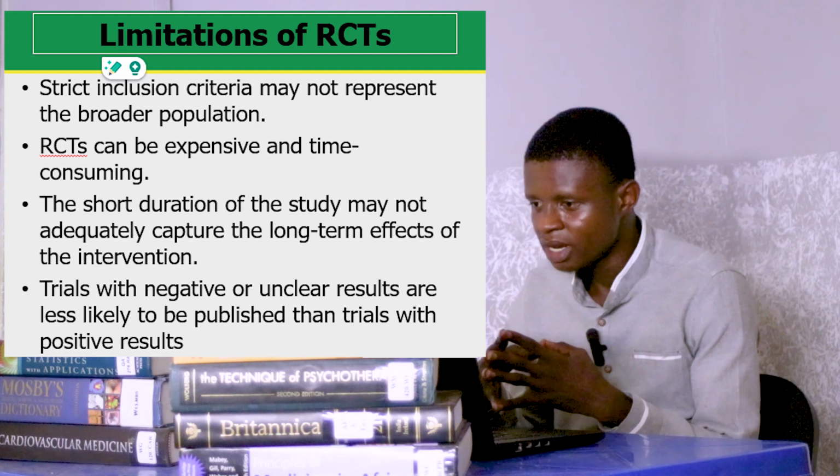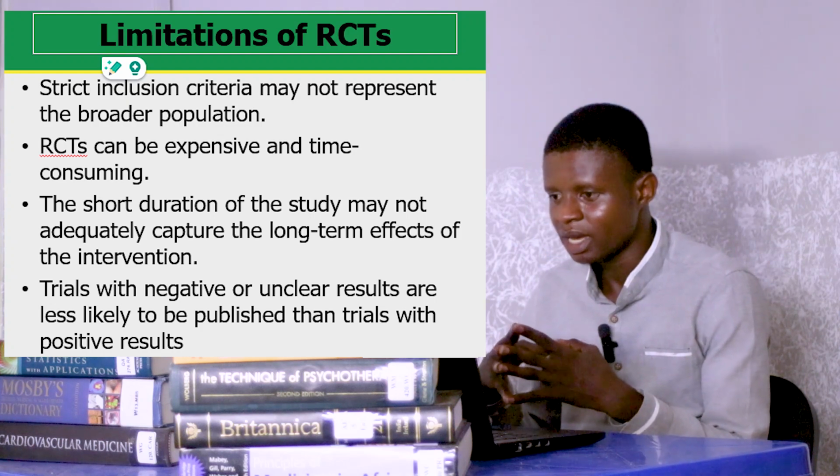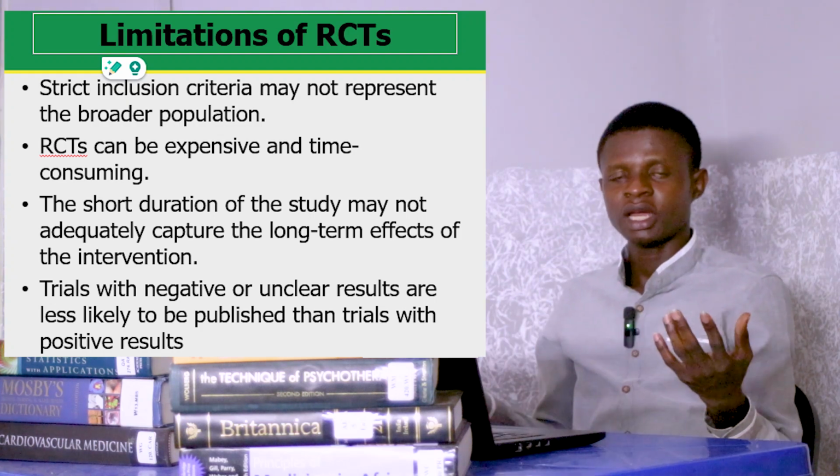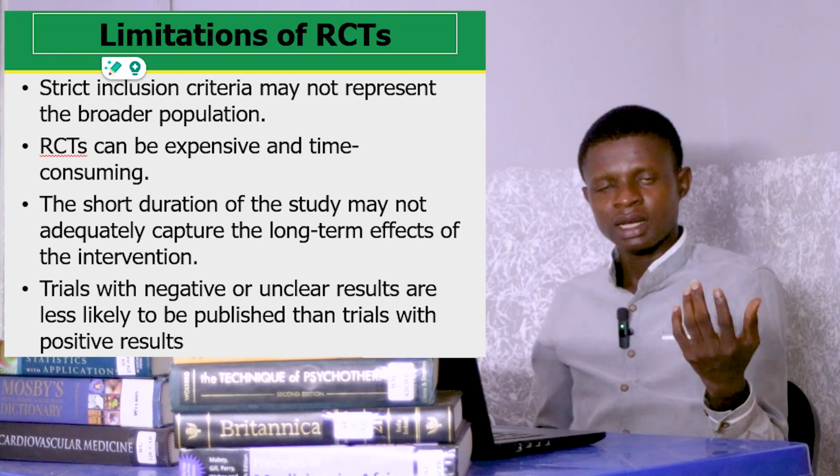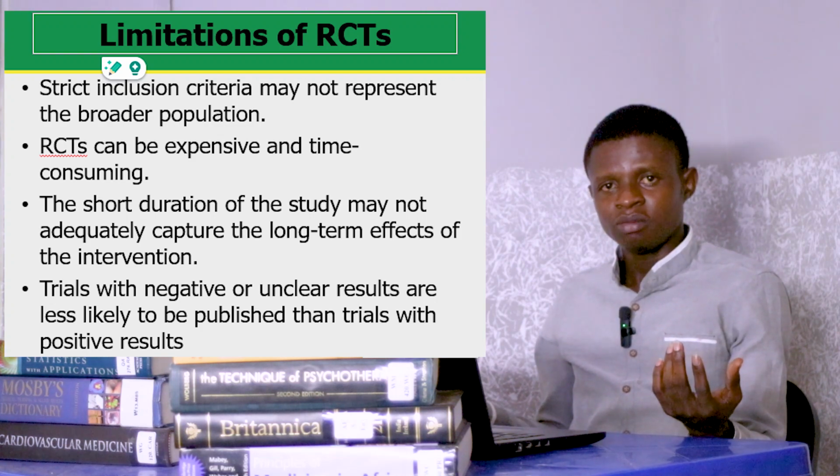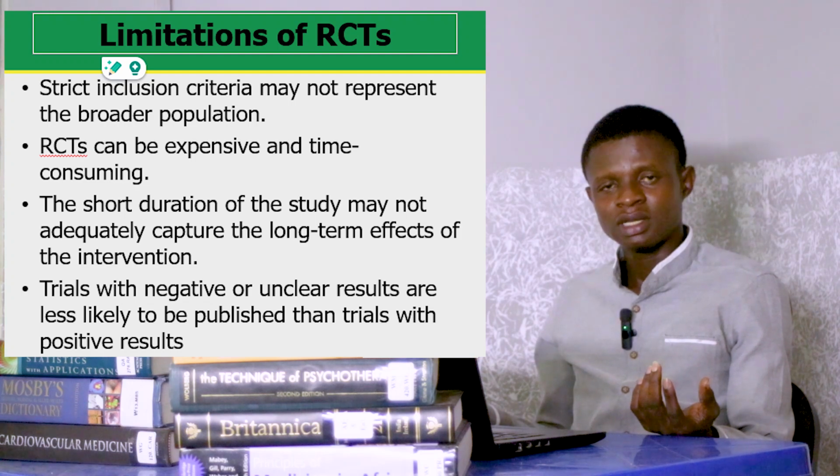And then also, trials with negative or unclear results are less likely to be published, because sometimes the studies you are performing, because it is a trial, the things that they are looking for become unclear. They become difficult to understand in some of the aspects and the reasons behind that. So you need to do further studies in order to understand them. You need to explore more.